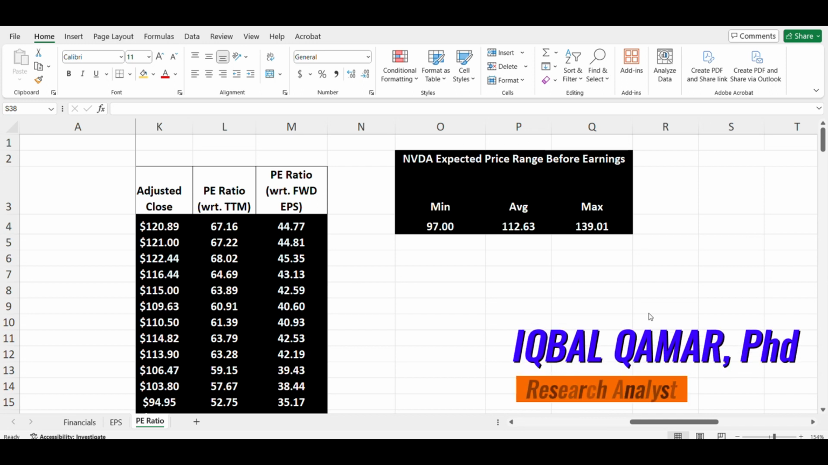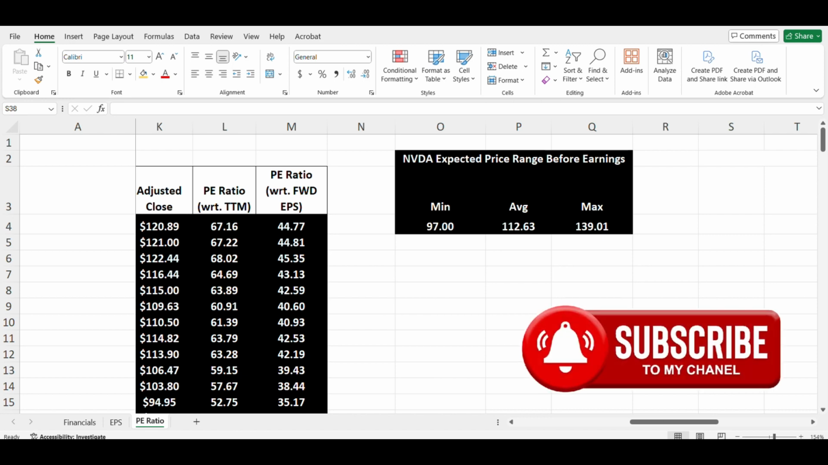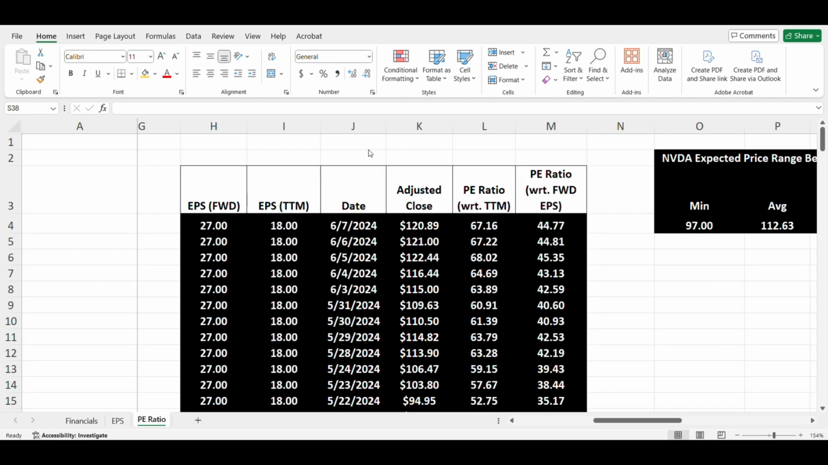This is Iqbal. After the Nvidia stock split, I tried to do some math to come up with Nvidia price range projections for this quarter. I wanted to share this analysis with you. You see this table on your screen?